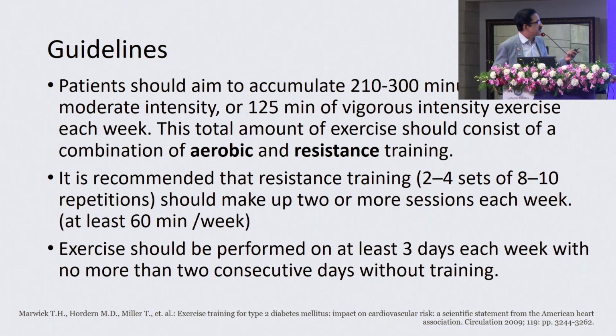So we need to increase it to the tune of 210 to 300 minutes of moderate intensity exercise or 125 minutes of vigorous activity, because we also have to take care of our overweight or obesity along with type 2 diabetes. And this has to be in combination with aerobic and resistance.